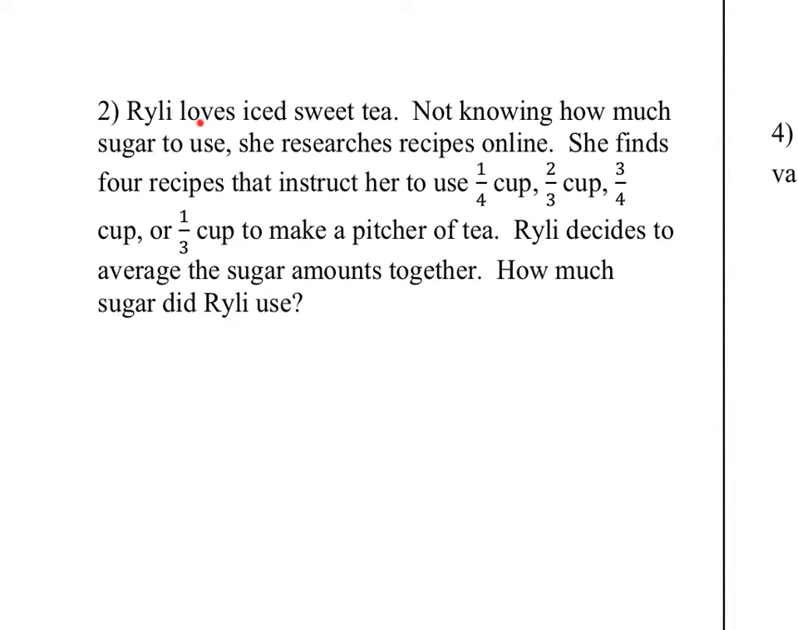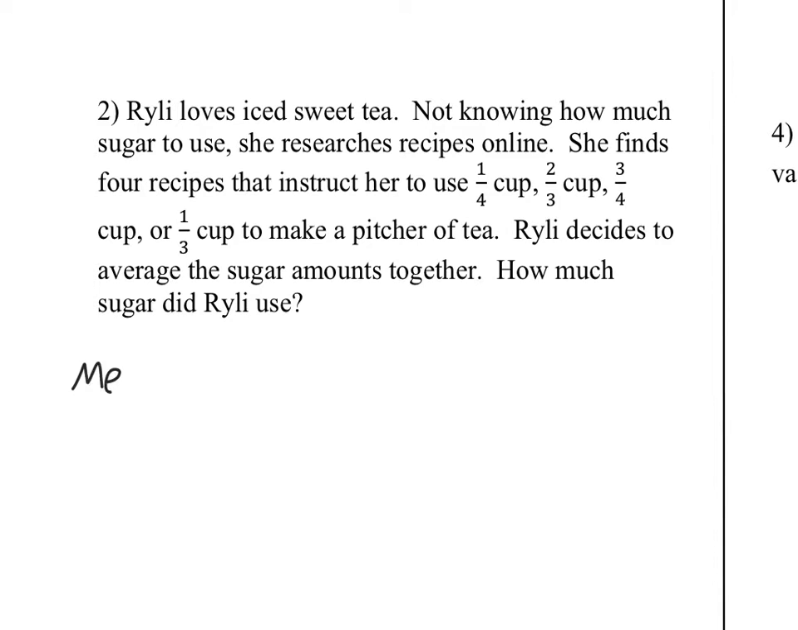Number 2, Riley loves iced sweet tea. Not knowing how much sugar to use, she researches recipes online. She finds that 4 recipes tell her to use 1/4 of a cup, 2/3 a cup, 3/4 of a cup, or 1/3 of a cup. So 4 different recipes, each one telling her a different amount of sugar to use. She decides to average these sugar amounts together. How much sugar should she use?